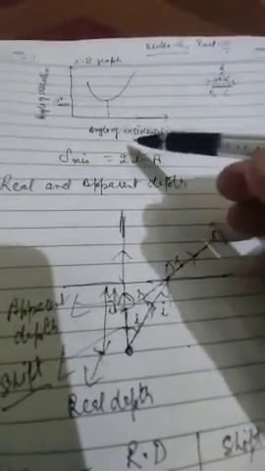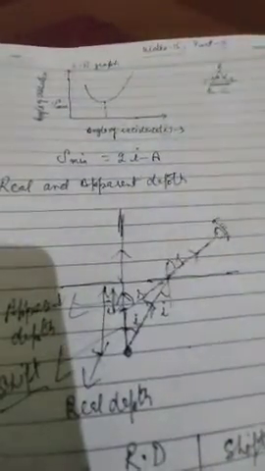This is equal to real depth into, you can put the apparent depth value here, and you will get 1 minus 1 upon the refractive index of the medium with respect to here. So you need to learn only this and how to draw the ray diagram. These two topics which we have done in this video are very, very important, and generally these topics are asked in the exams.